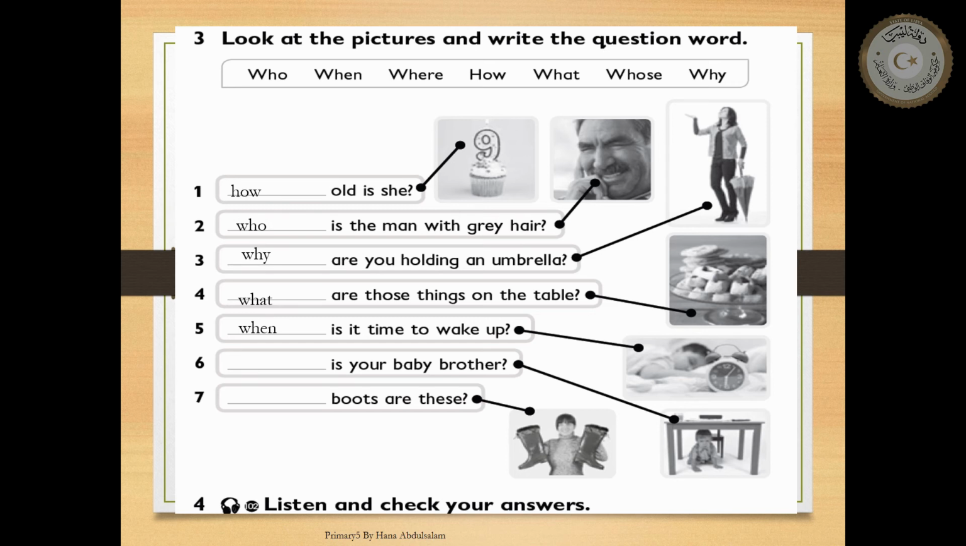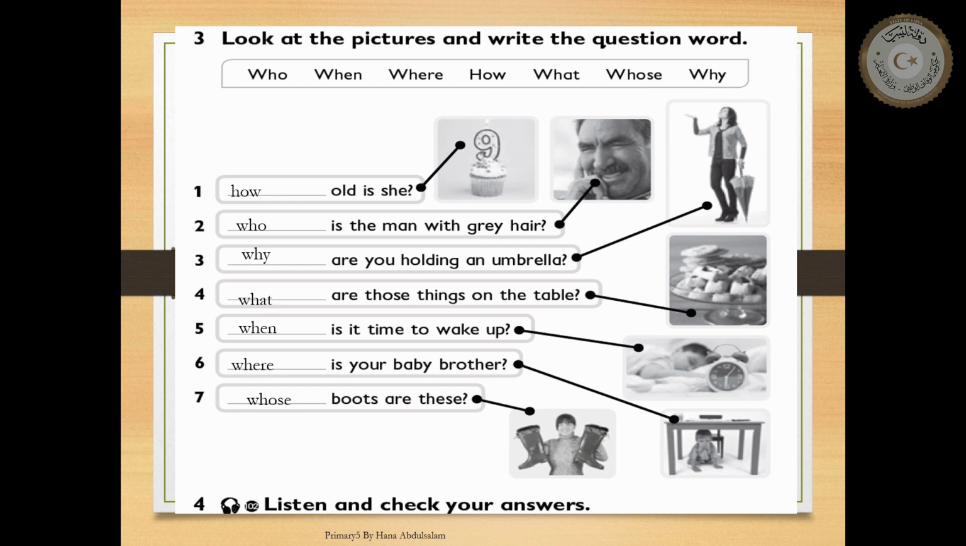Now we are going to number 6. Is your baby brother like a ball under the table? So we are speaking about the place. Who can answer this one? Rujain. Excellent. Where is your baby brother? Okay. Now number 7. Whose? Liman. Whose boots are these? Okay, because we know the word whose before.